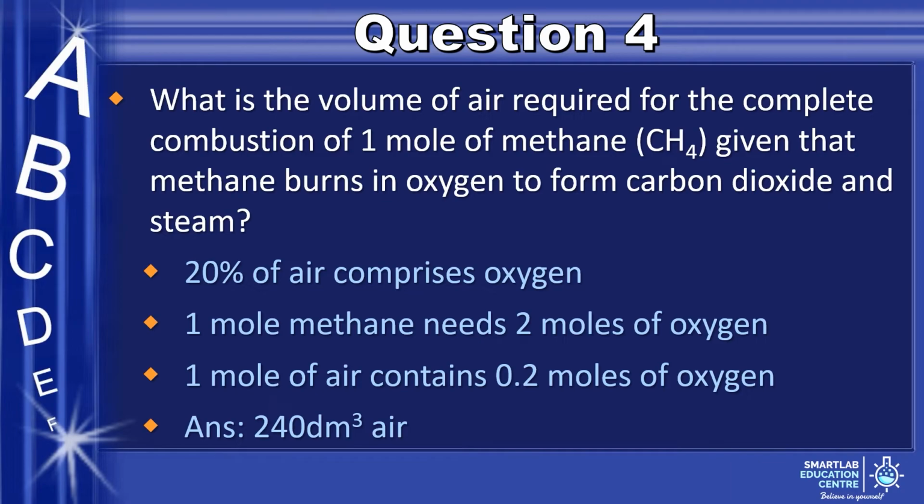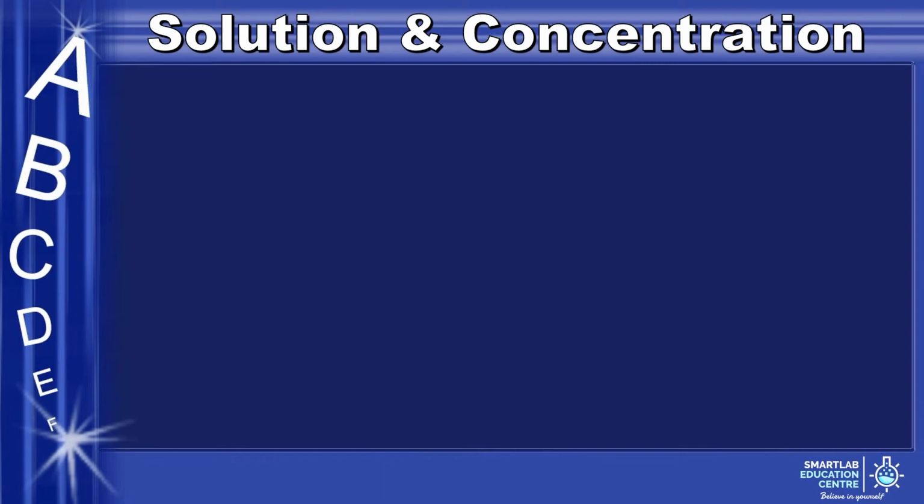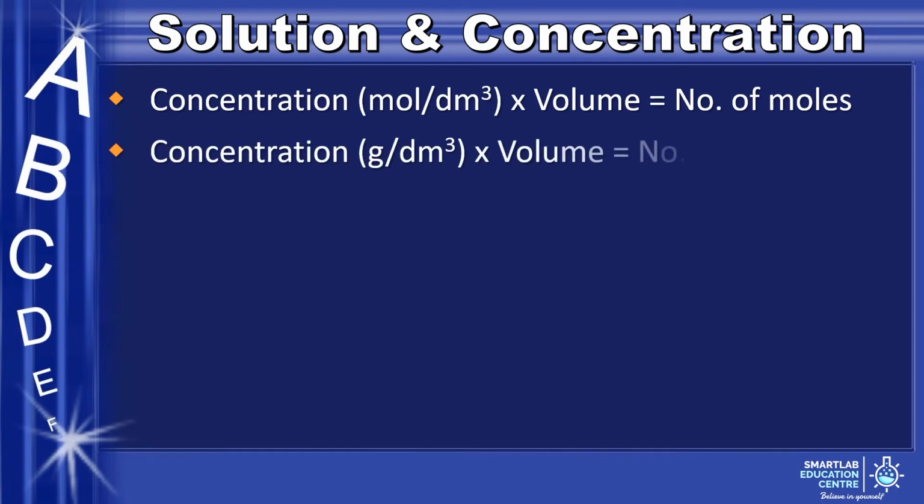Concentration in mole per dm cube times volume will be equal to the number of moles. Concentration in grams per dm cube times volume will be equal to the number of grams, and do remember that 1 dm cube is equal to 1000 centimeters cube.